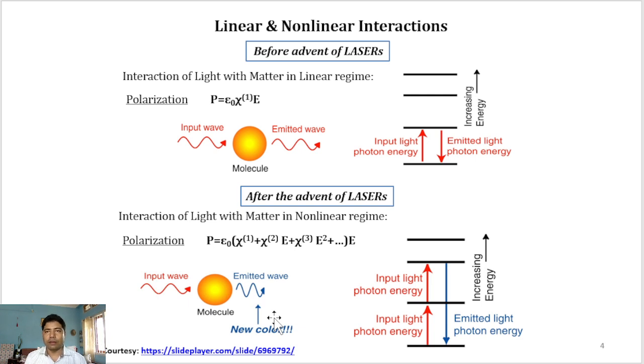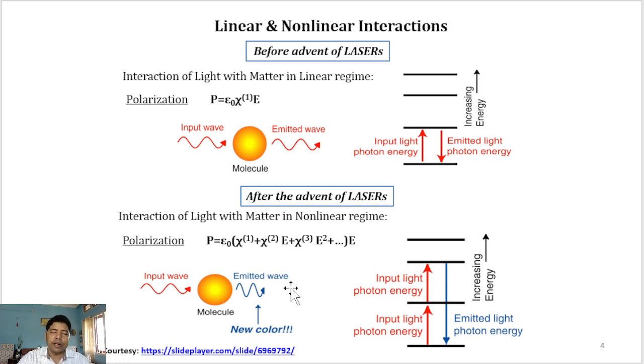That is changing the input frequency. And how is it changing the frequency? Because of the intensity. Since the intensity is higher, two photons are getting absorbed, and in the output we are getting a new color. So after the advent of the laser, this new phenomenon has been observed, which was unable to be seen when the laser was not discovered and we were using conventional light sources.